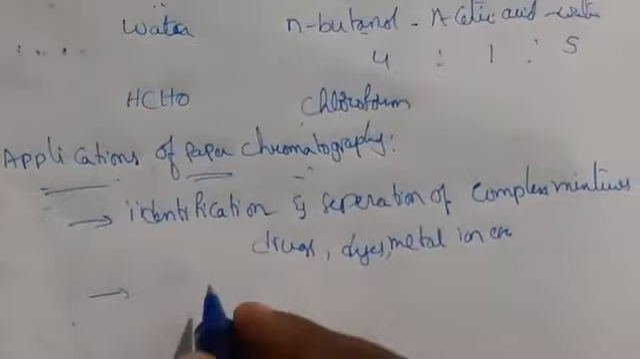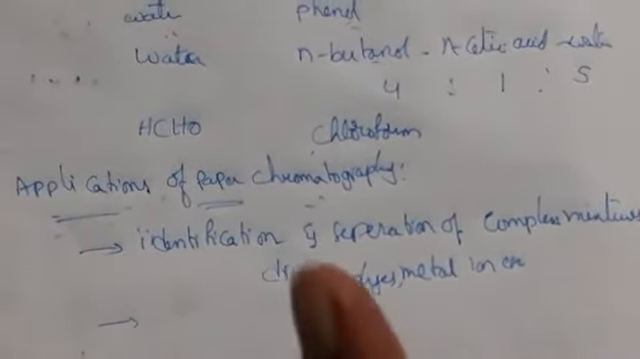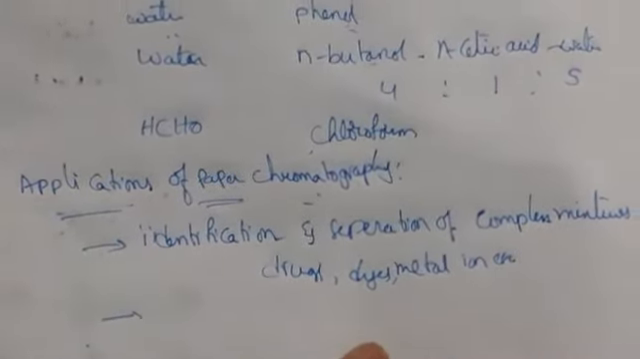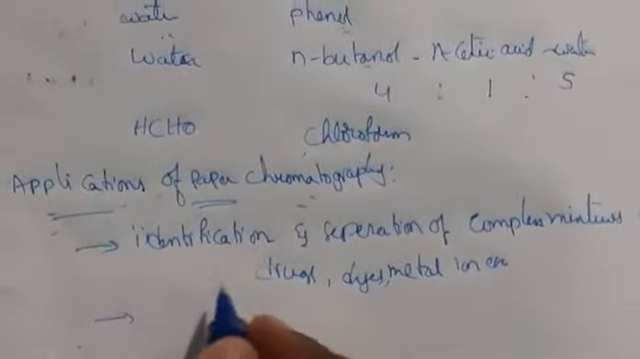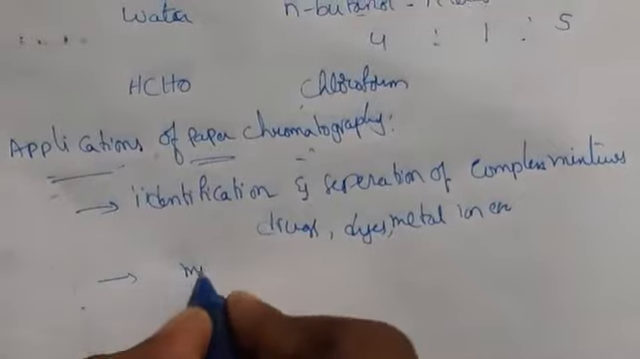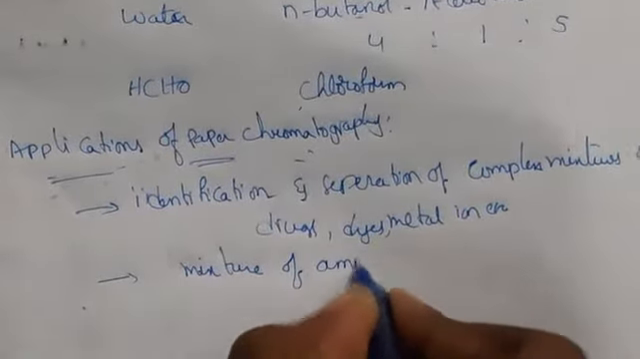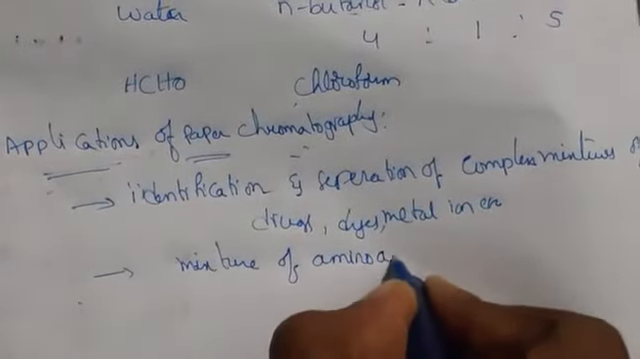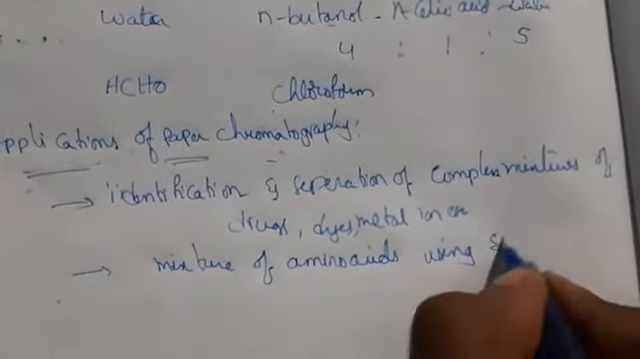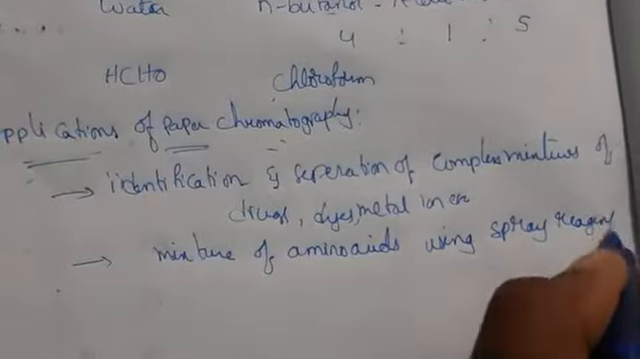In the paper, if amino acid is present and you spray a ninhydrin reagent, you can easily see the color of the amino acids. So by that we can easily separate the amino acids. So what we can say here, paper chromatography can be used for the identification of mixture of amino acids using spray reagent ninhydrin.